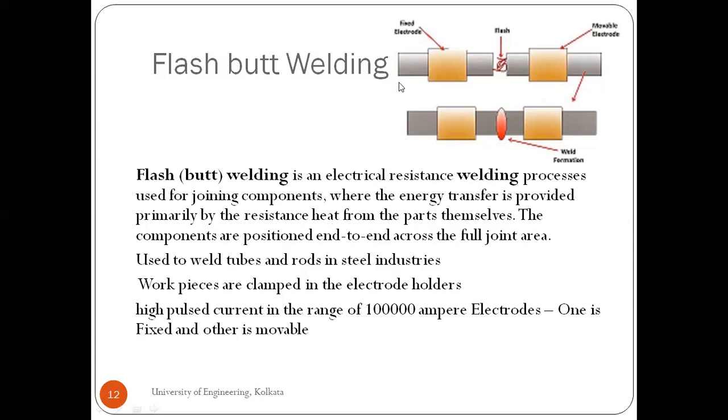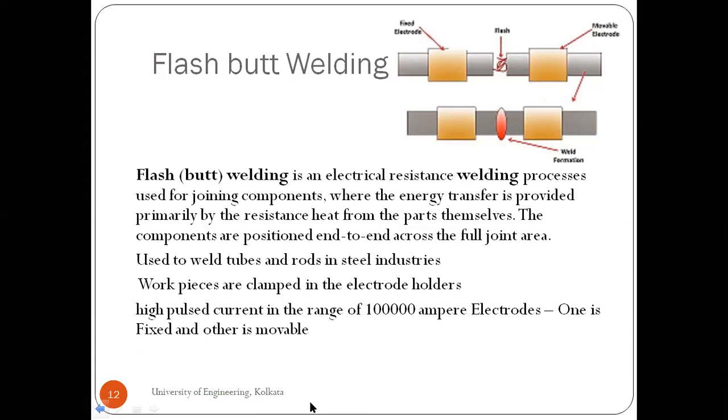So the current is passed through the two electrodes. The components are positioned end to end in the full joint area, and these are used to weld tubes and rods. Suppose these are the tubes which are required to be joined. So this is the electrode.